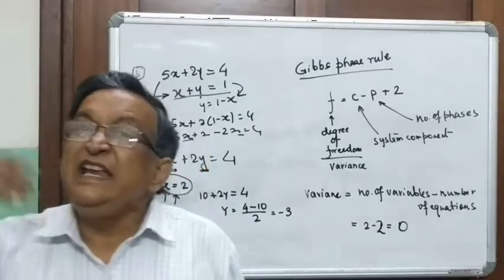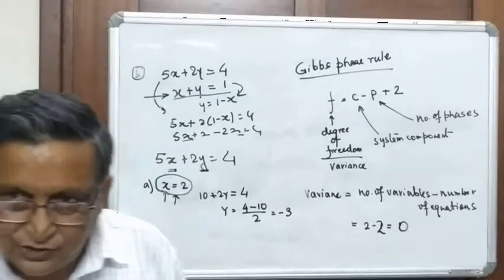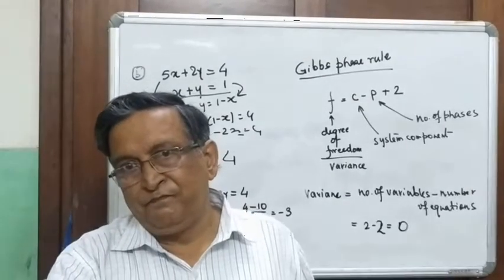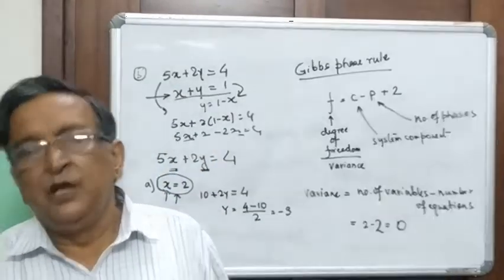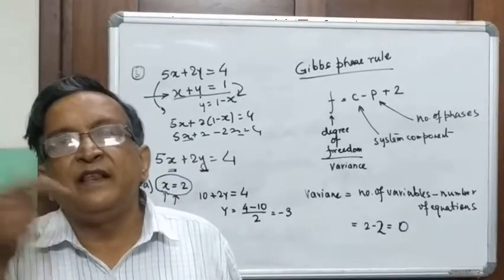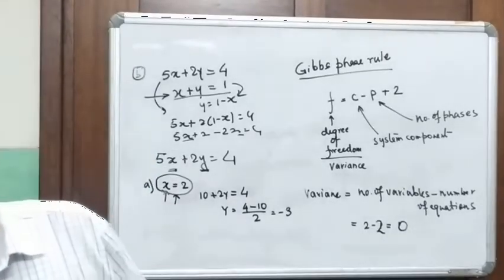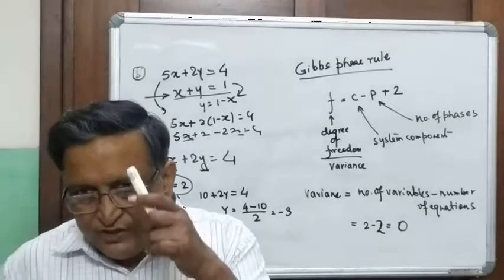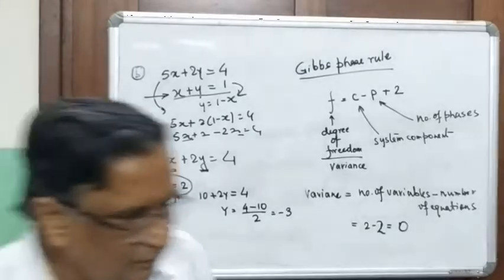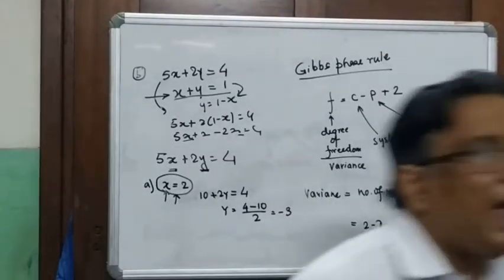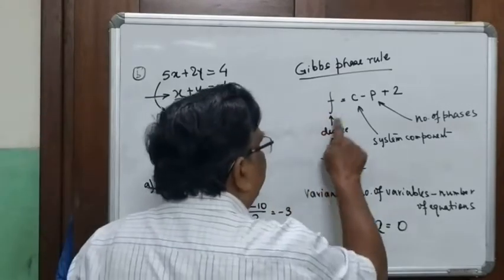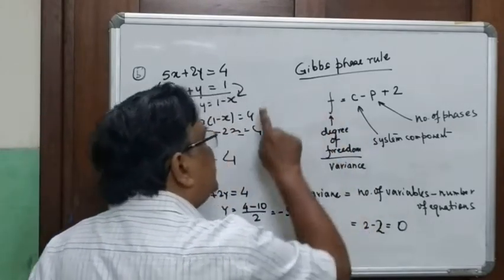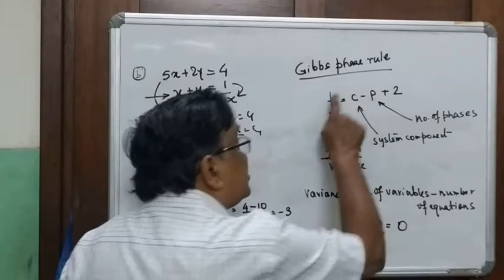It is about inability. It is not about ability. Degree of freedom tells the inability of the system to give you a particular variable. That is the important part. I hope I have been able to clarify the position, and this degree of freedom can be found out if you know your system components.